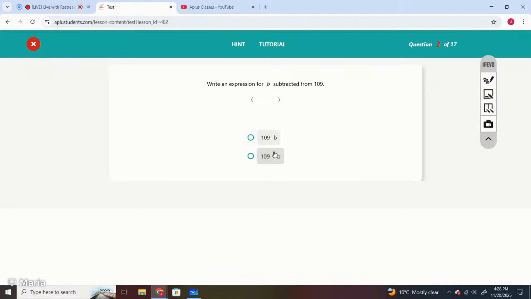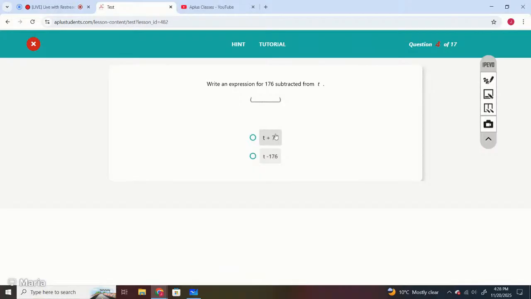Write an expression for b subtracted by 109. That is 109 take away b. Option number 1 is the correct option.